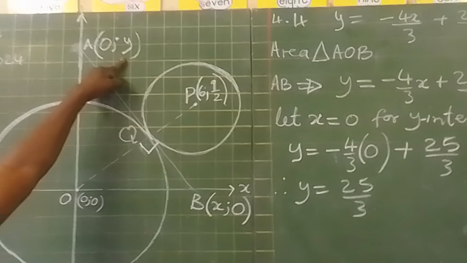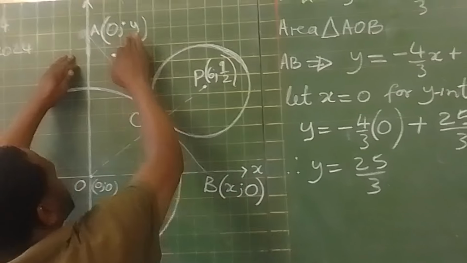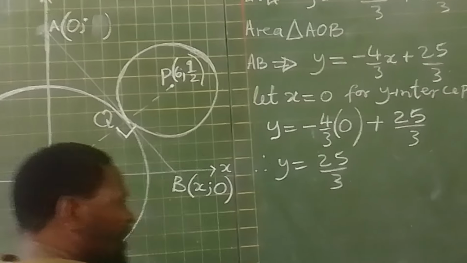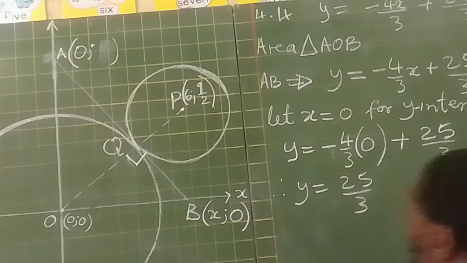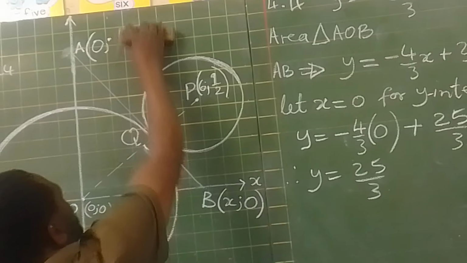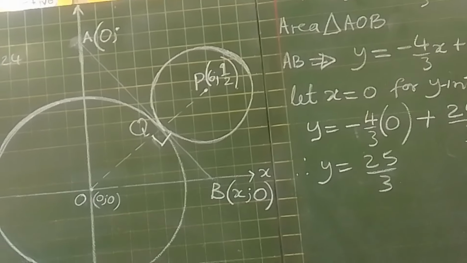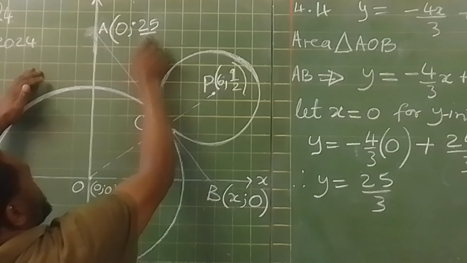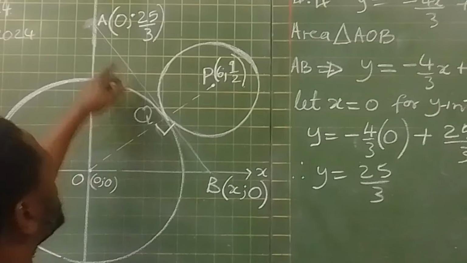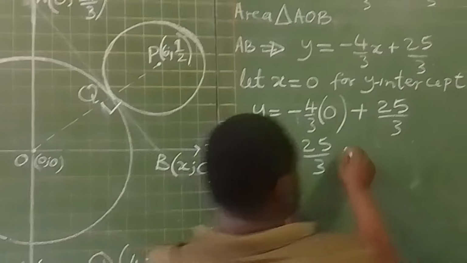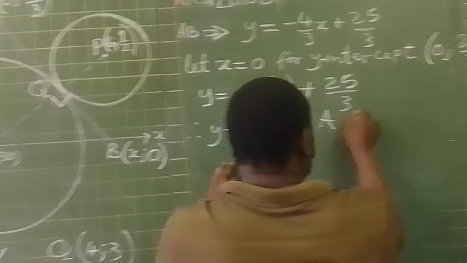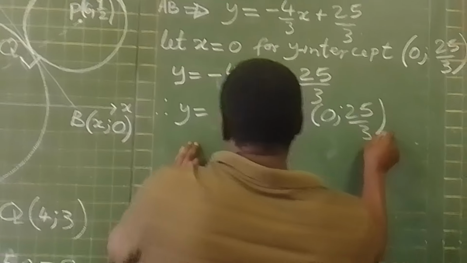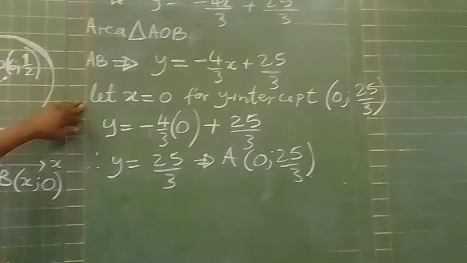If you can check, (0; 25/3) here. I will remove my y. Now that I know my y, I can remove my y and put the actual value of y. (0; 25/3). Right. This is A, which means that A is (0; 25/3). We do the same.